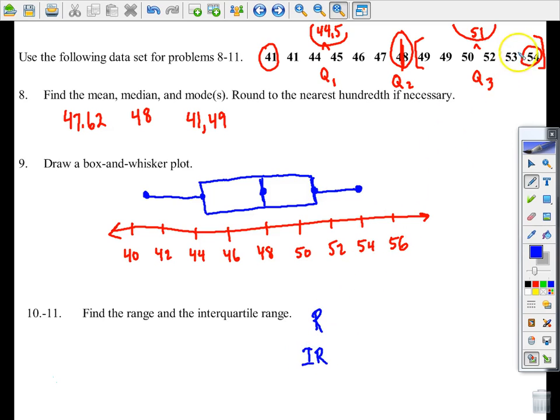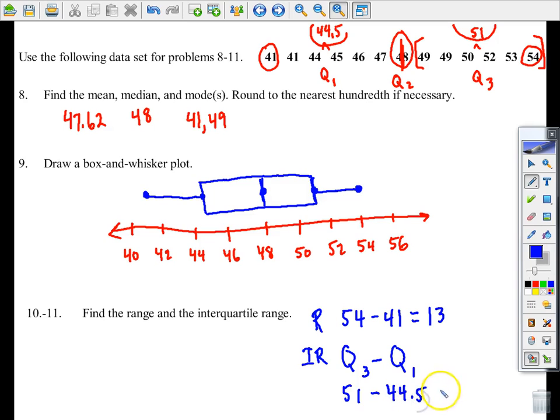Well, range is the difference between the largest number in the data set and the smallest number. In this case, that's going to be 13. Interquartile range is Q3 minus Q1. So in this case, that's going to be 51 minus 44.5. And when you subtract these, you get 6.5. And that takes care of problems 8 through 11.